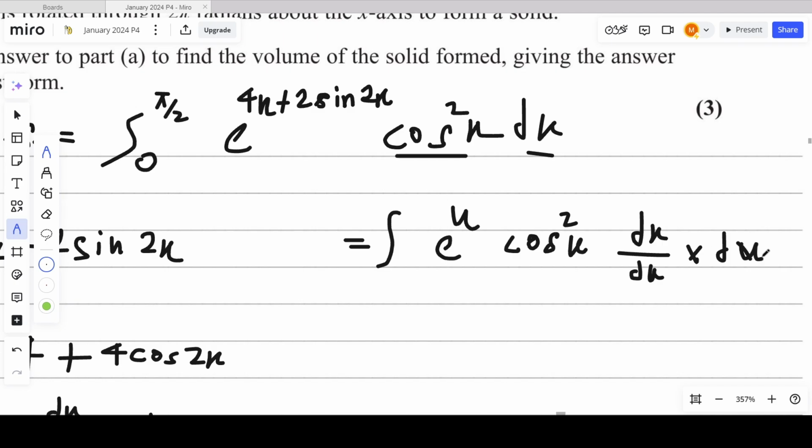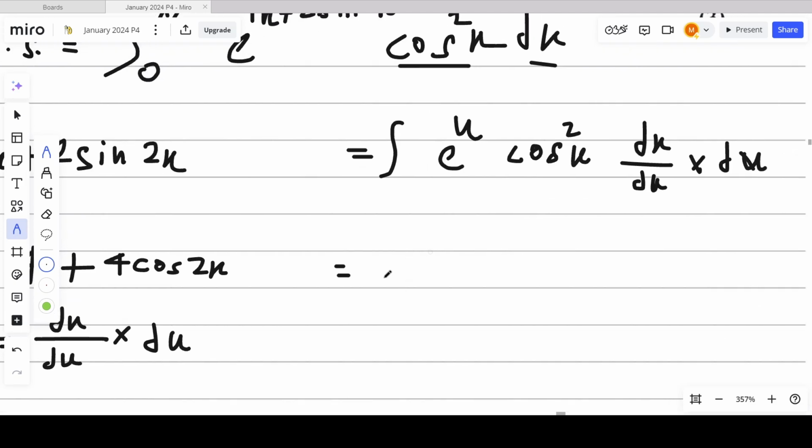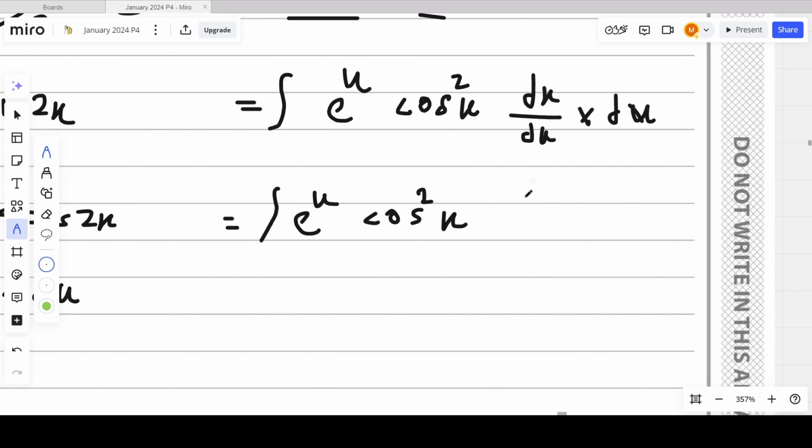We can write it like this. Okay, we are ignoring the limits for now. Now put the values. e to the power u cos squared x times what? dx over du equals what? dx over du would be 1 over, it will be multiplied 1 over 4 times 1 plus cos twice of x, and then du. So look, we have eliminated dx from here.